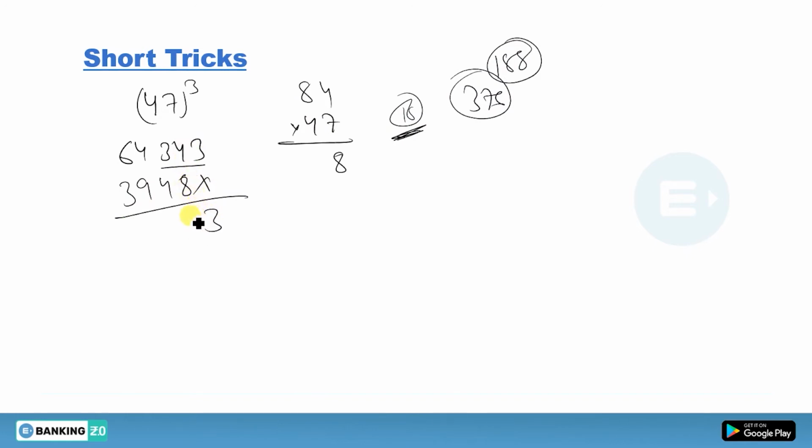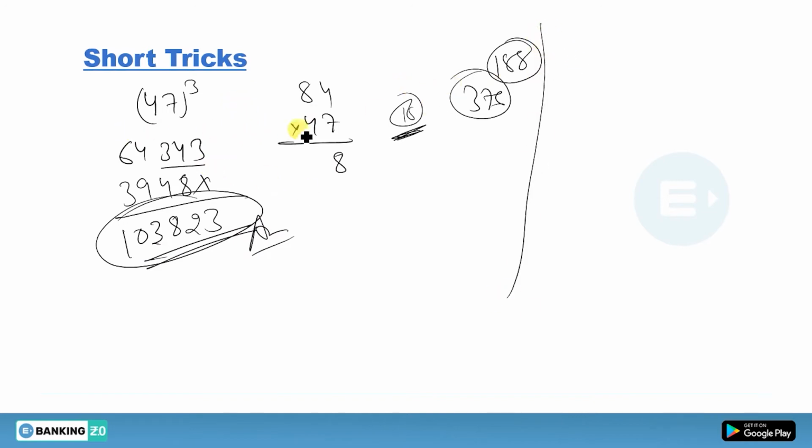3. 8 plus 4 is 12. 4 plus 3, 7, plus 1, 8. 9 plus 4 is 13, 1 carry. 6 plus 3, 9, plus 1, 10. 103823. This one is the answer. I hope this concept is very clear to you, and this one is very amazing.